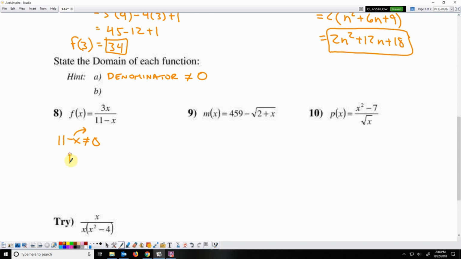So I'm going to move this negative x over to the other side, and I'm going to get x cannot equal 11. The other hint is that what you find underneath a radical cannot be a negative number in the real number system. So I need to look to find a variable under a radical. And in number 8, I do not have a variable under a radical, so hint B will not apply. So my domain is all real numbers except that x cannot be 11.